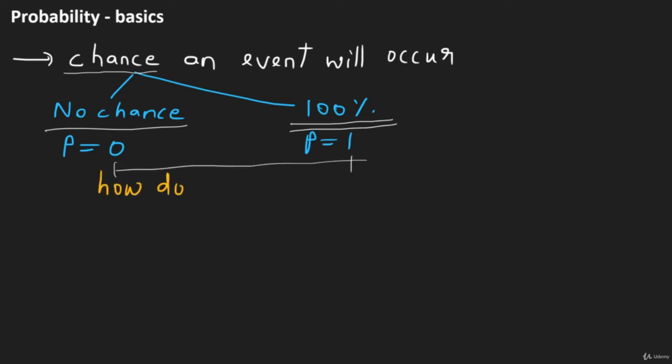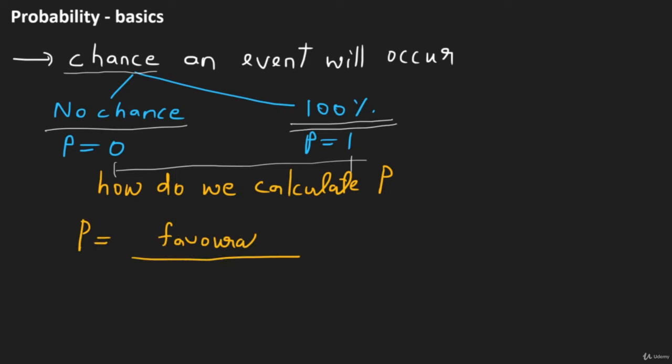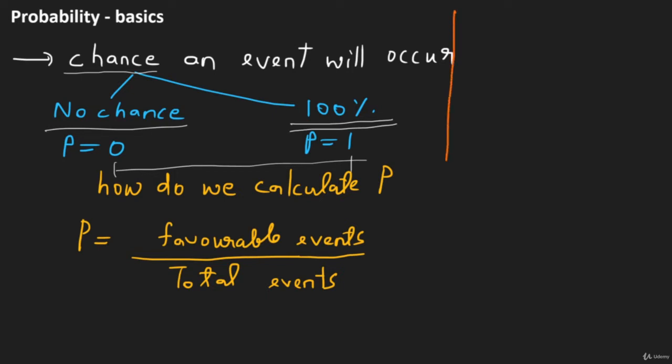Alright, now let's see how we calculate probability. Probability is nothing but the ratio of the favorable events divided by the total events. Let's take an example to understand this. Say you are tossing a coin and you want to find the probability that you get a head. That, as we've seen, is nothing but the chance that the outcome of this event, which is tossing a coin, is heads.